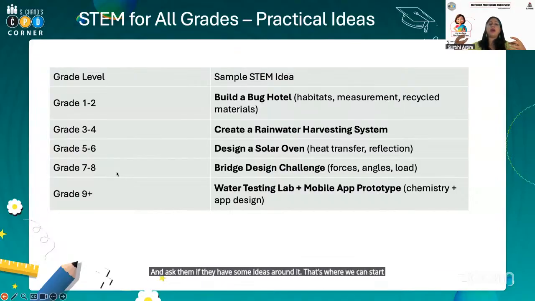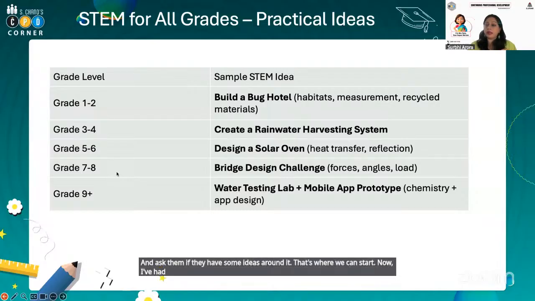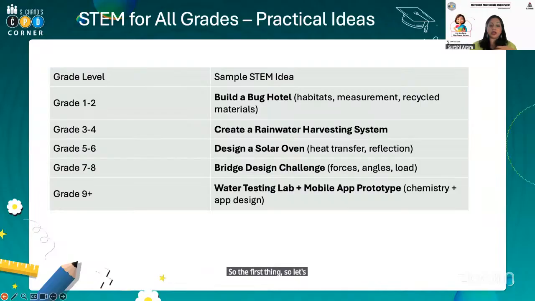Now, and then we can talk about the material that they're going to use. So the first thing, so let's go back into the same structure that we had over here.